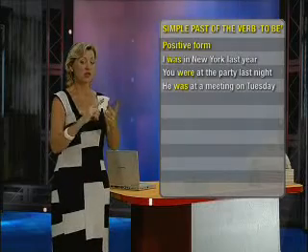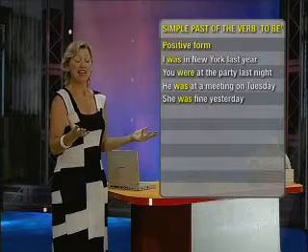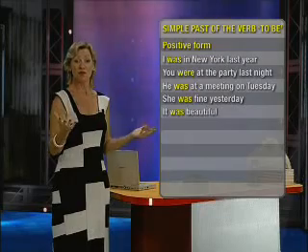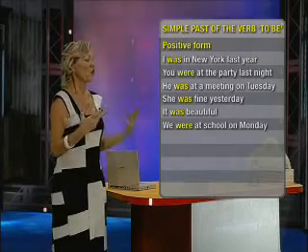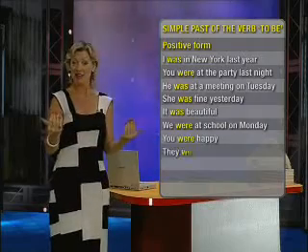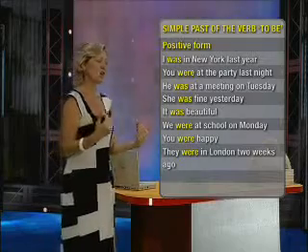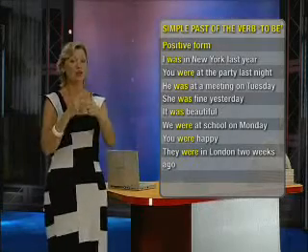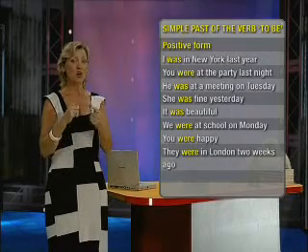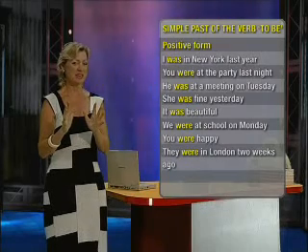I was, you were, he was, she was fine yesterday, for example. It was beautiful. We were at school on Monday, you were happy, and they were in London 2 weeks ago. So you see, I was, you were, he, she, it was, we were, you were, they were. Be careful about that. It's easy to make a mistake.